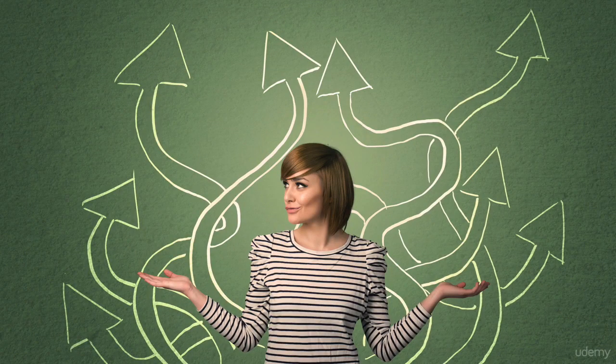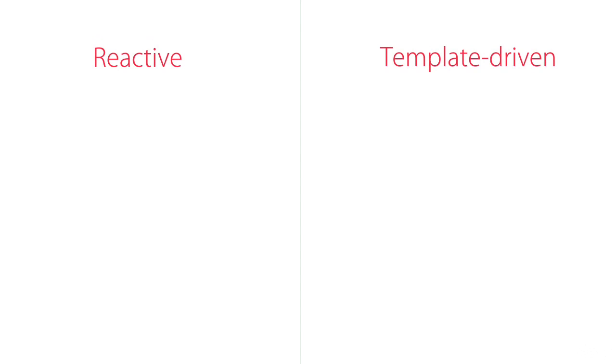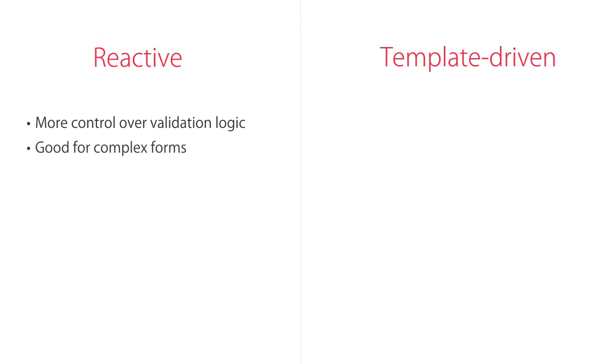Now you might ask, what is the difference between template-driven forms and reactive forms? The difference is that when we create these control objects explicitly, we have more control over their validation logic. So if you want to build a complex form with complex validation, you need to use reactive forms. You need to create these control objects explicitly. And also, another benefit of this approach is that you can unit test the validation logic of your form.